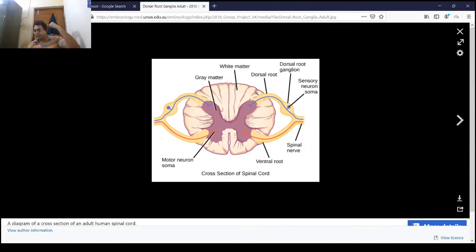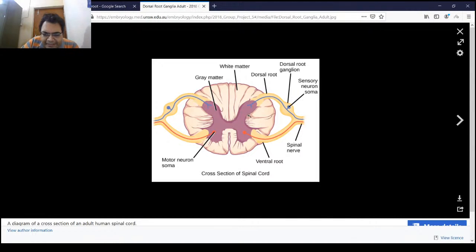Just the opposite of the brain. In the central nervous system, the cortical region, the top region, is the gray matter, and the inner region is the white matter. In the spinal cord, it's just the opposite. The outer region, or the cortical region, is the white matter. The medullary region is the gray matter, as you can see.